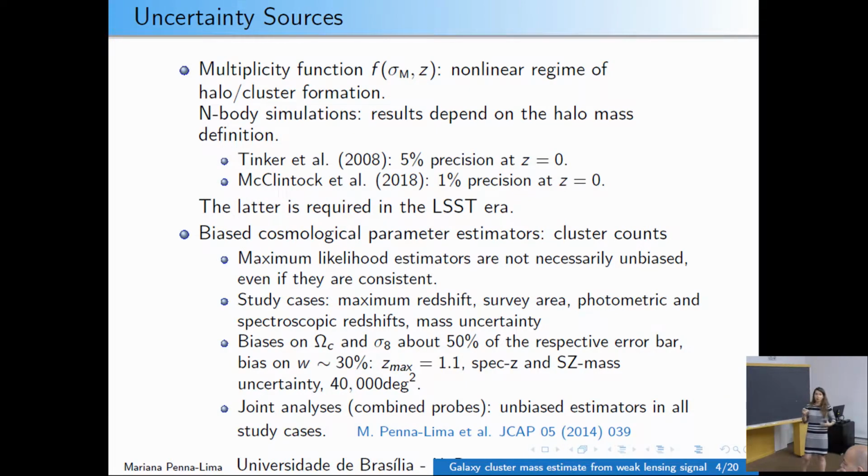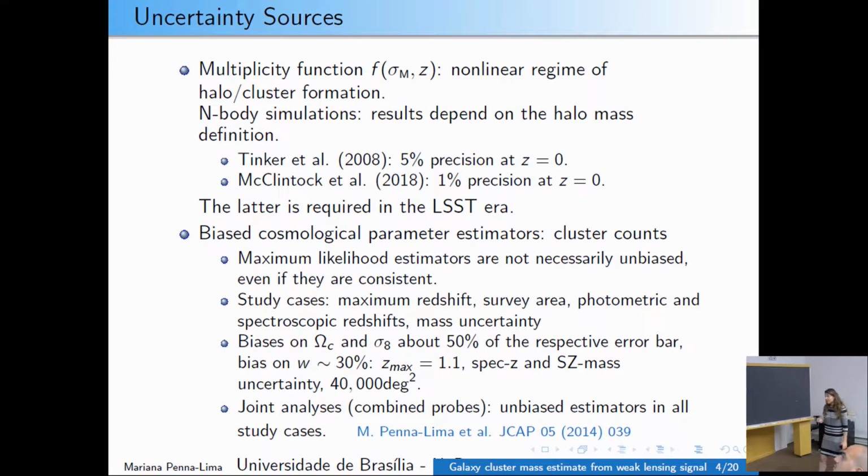Okay, so including this uncertainty on mass and so on, we also obtain about 50% of the respective error bar, including the uncertainty on the mass. And when we join both photo-z and the uncertainty on mass, this bias drops a lot, and it remains just a few percent of the size of the respective error bar, okay? But this is something that we have to take care of.